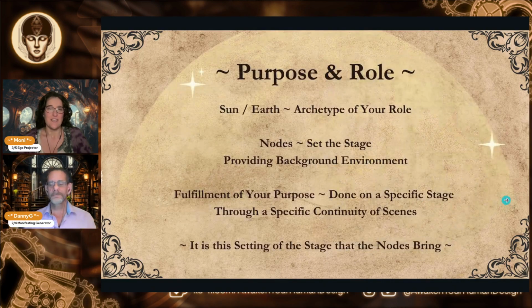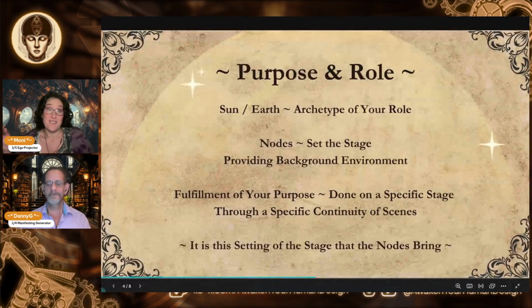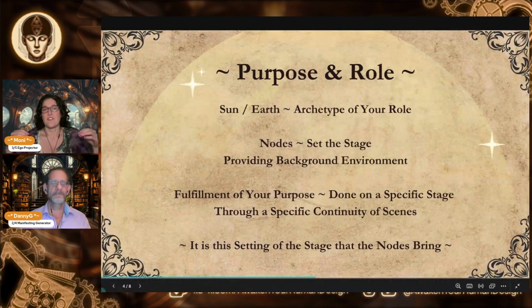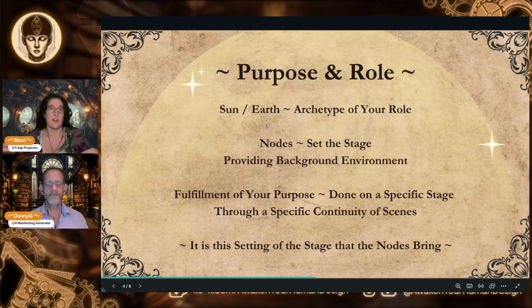Perfect. So for the purpose and role, let's start with the sun and the earth. The sun and the earth represent the archetype of your role. But the nodes set the stage and provide the background environment. The fulfillment of your purpose is done on a specific stage and through a specific continuity of scenes, and it is this setting of the stage that the nodes bring. So the sun and the earth are the archetype of who you're supposed to be, and the nodes are setting the stage. If life is a great stage play, then the nodes are the background characters and the set dressing, and it's how your environment is going to shift and change.